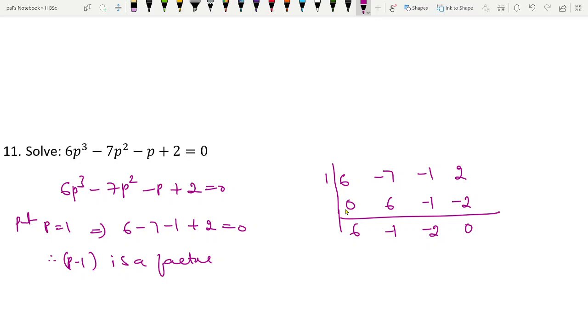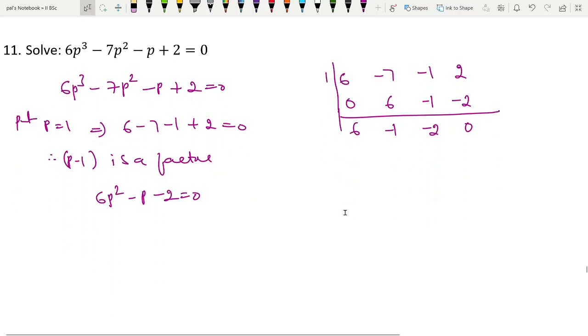So if 0 doesn't come, it means there is some mistake. Okay, so the other factor is 6p square minus p minus 2 is equal to 0. By using this we can find another two linear factors. How? It is 6p square minus 4p plus 3p minus 2 is equal to 0.